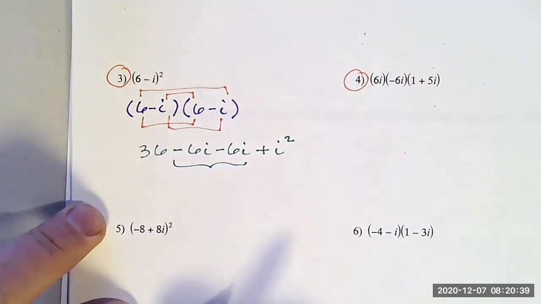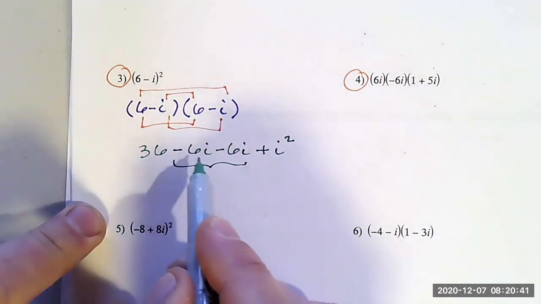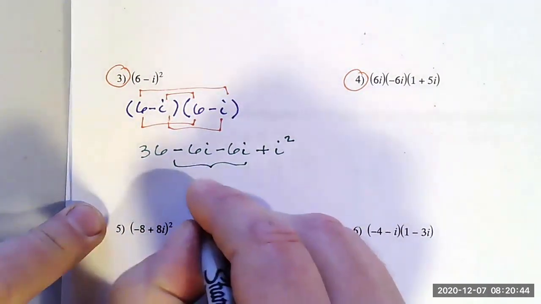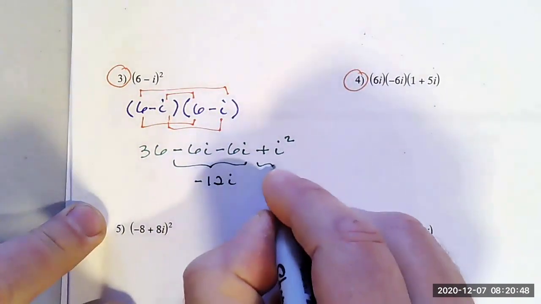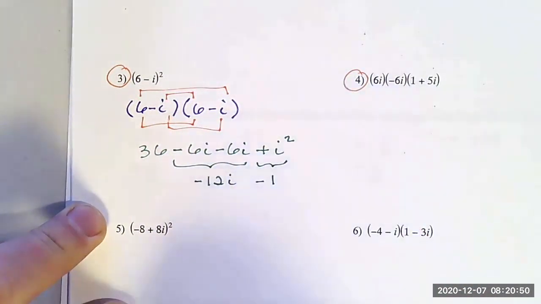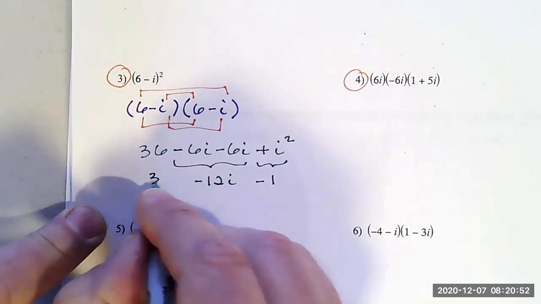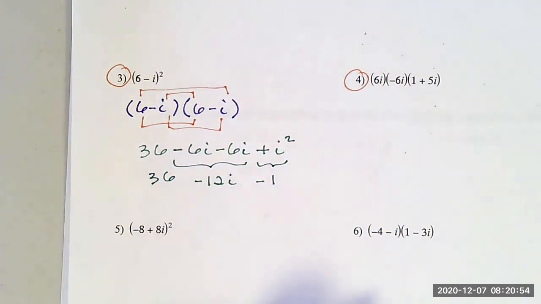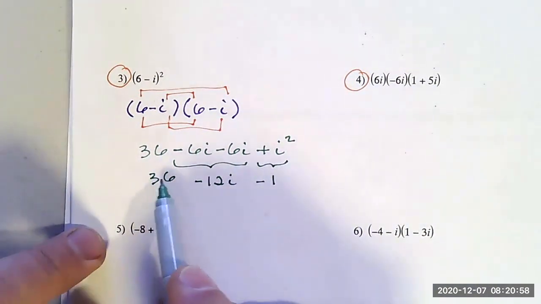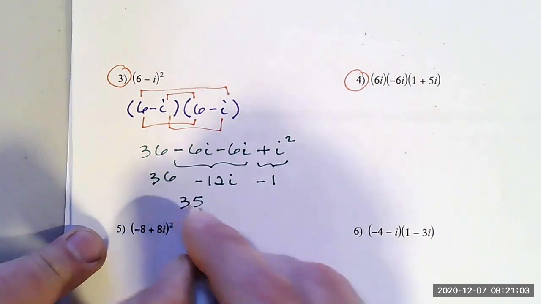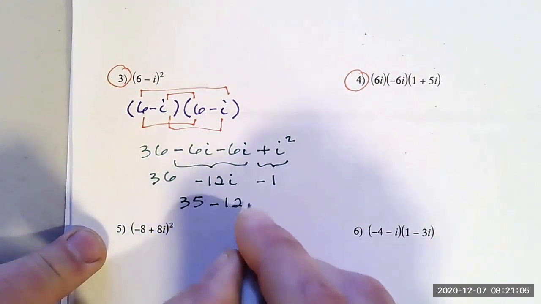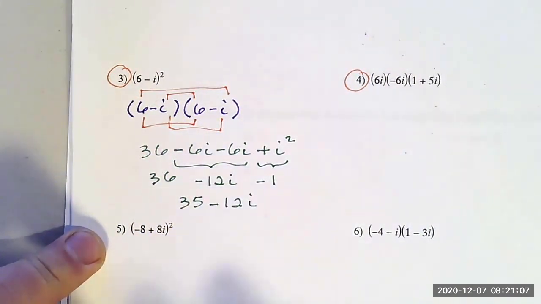These two can be combined. We have -12i. i squared is simply -1, and 36 is 36. Combine the 36 and the -1, you get 35. Subtract 12i.